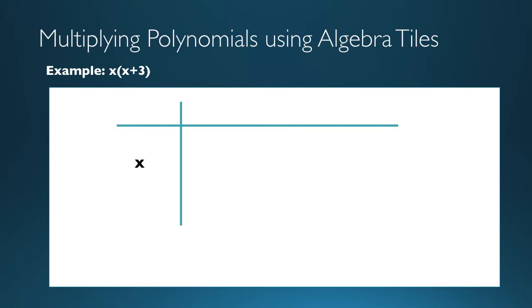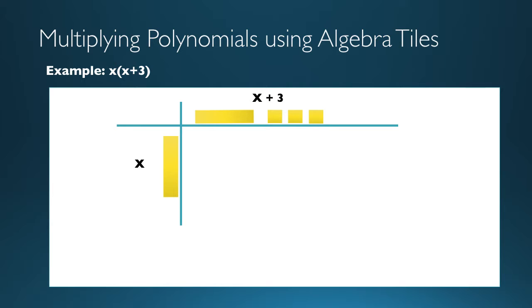Okay, so I'm going to put my monomial on the left here. I'm going to make x my length. And so I'll draw my positive x tile and lay it down lengthwise on my grid. And then my binomial, x plus 3, I'm going to make that my width, and I model that with my algebra tiles. I also lay them down lengthwise. So I need one positive x tile and 3 positive 1 tiles. So there I've got my multiplication statement modeled.